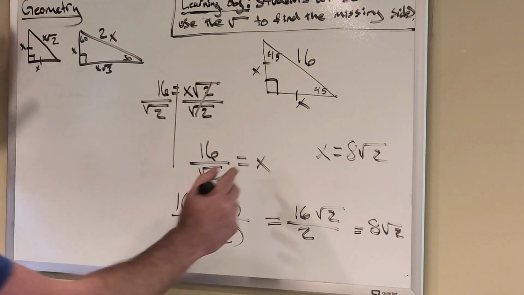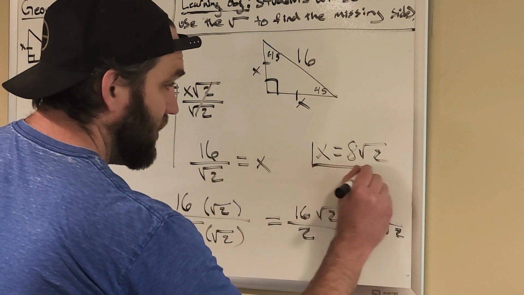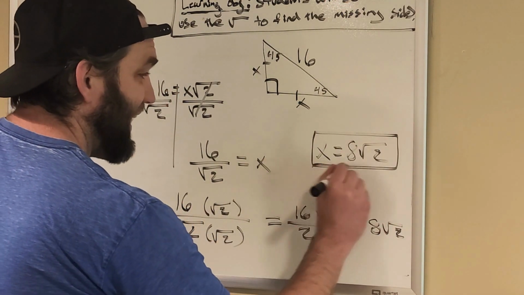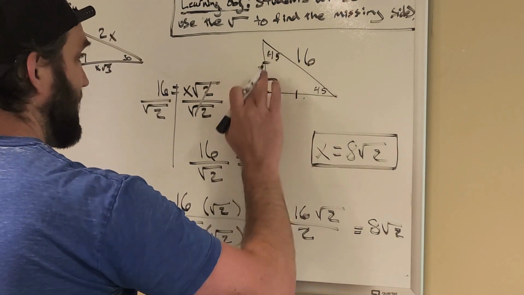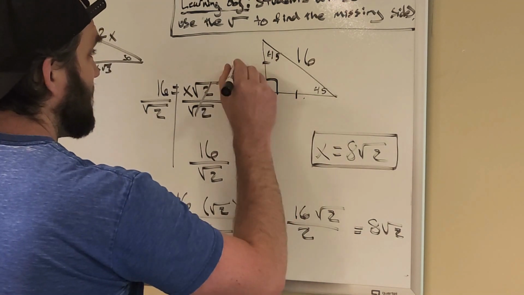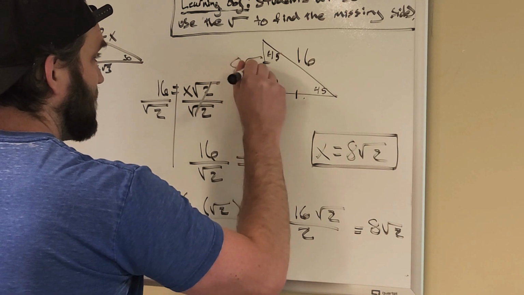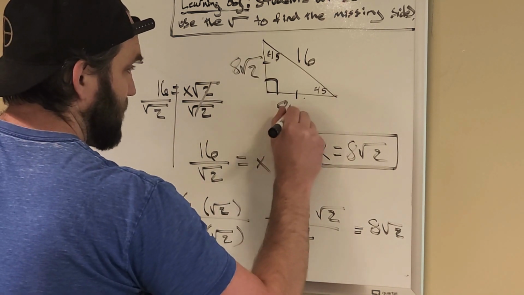So if I know what x equals, I'm going to take that x value and plug it in for where my x's are. My x is here and my x is here: 8 square root 2, 8 square root 2.